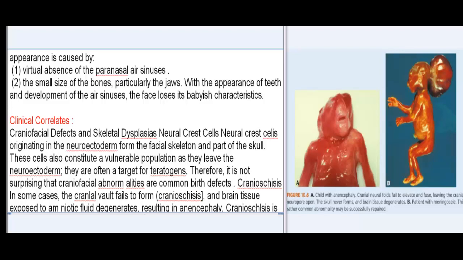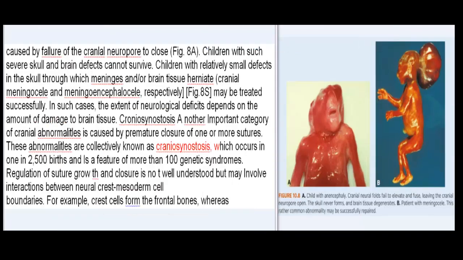Cranioschisis. In some cases, the cranial vault fails to form, cranioschisis, and brain tissue exposed to amniotic fluid degenerates, resulting in anencephaly. Cranioschisis is caused by failure of the cranial neuropore to close, Fig. 8A. Children with such severe skull and brain defects cannot survive. Children with relatively small defects in the skull through which meninges and/or brain tissue herniate, cranial meningocele and meningoencephalocele, respectively, Fig. 8B, may be treated successfully. In such cases, the extent of neurological deficits depends on the amount of damage to brain tissue.